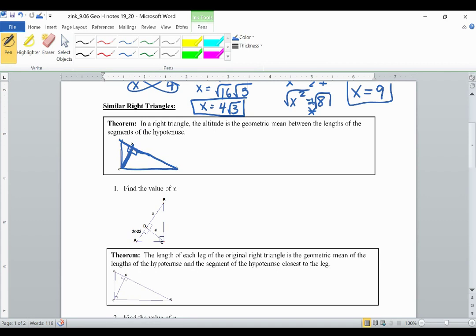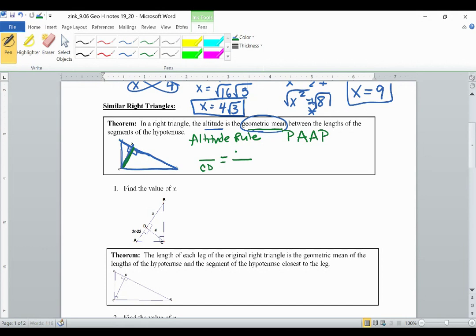The first one, and the wording is very confusing, says in a right triangle, the altitude is the geometric mean, the one that repeats twice, between the lengths of the segments of the hypotenuse. This is our altitude rule, and that's what we call PAAP, which is how we remember it. The altitude, which is the segment CD right here, is the geometric mean.